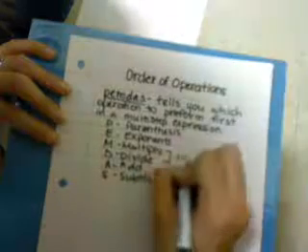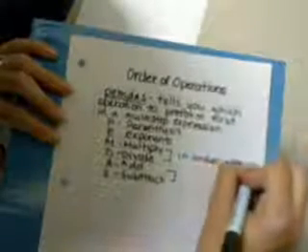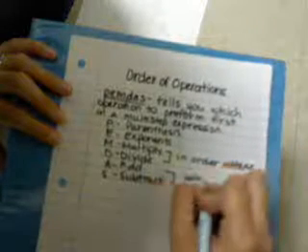Remember, with multiply and divide and add and subtract, we do them in the order they appear. Or another way to say that would be from left to right. Those two mean the same thing. I just want you to realize if you see divide before you see multiply, that's the one you do first. Okay, let's look at some examples of this.